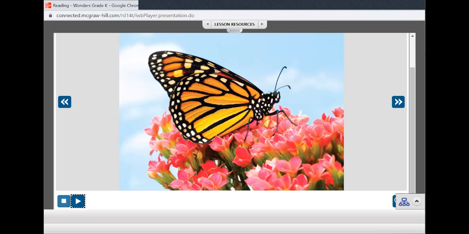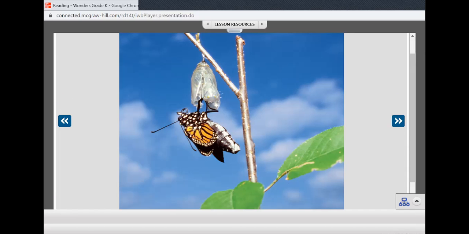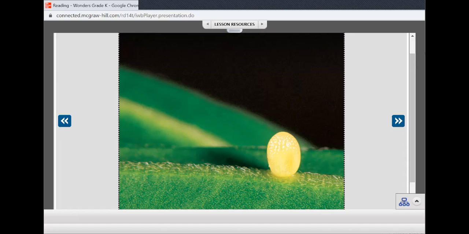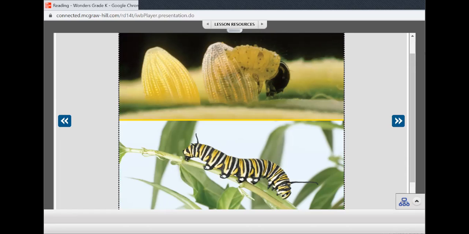All right. So what is the first step in the process of a caterpillar becoming a butterfly? What is the first step? Do you remember? Right here, the egg. The mother lays an egg. Then what does the caterpillar form after it comes out of this egg? Do you remember?